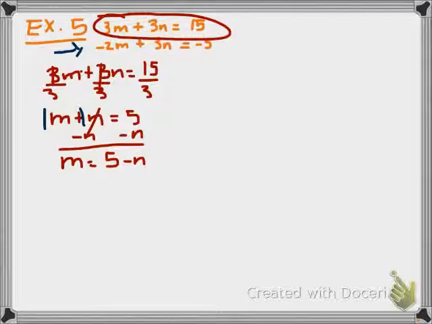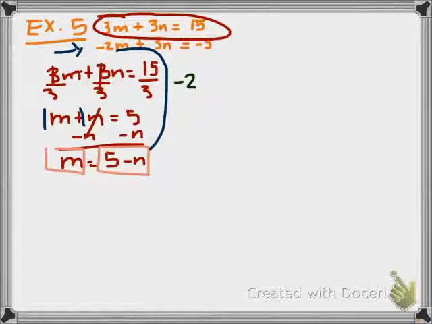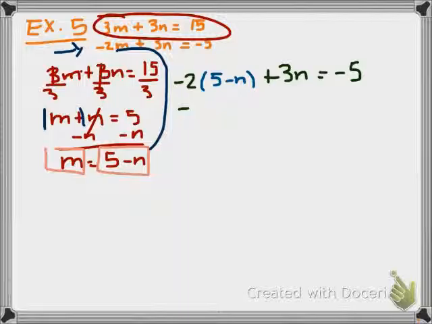It's the same thing. Now that I have this, it's already set equal to each other. I'm going to substitute the m in the second equation with 5 minus n. So negative 2, we're going to put it in there, 5 minus n, plus 3n equals a negative 5. We distribute the negative 2 to everything in the parentheses, so negative 2 times 5 is negative 10. Negative 2 times the negative n, two negatives become a positive, positive 2n. Bring down the rest of the problem.